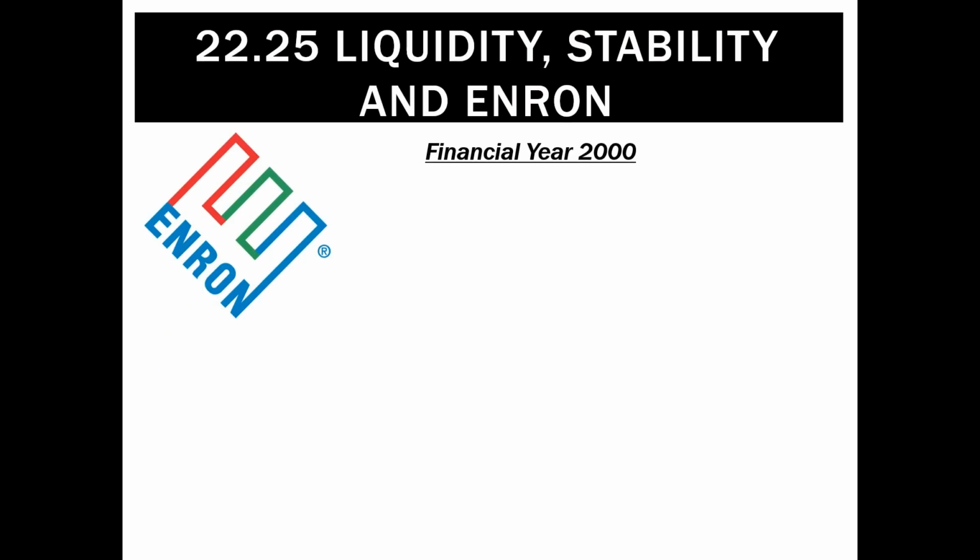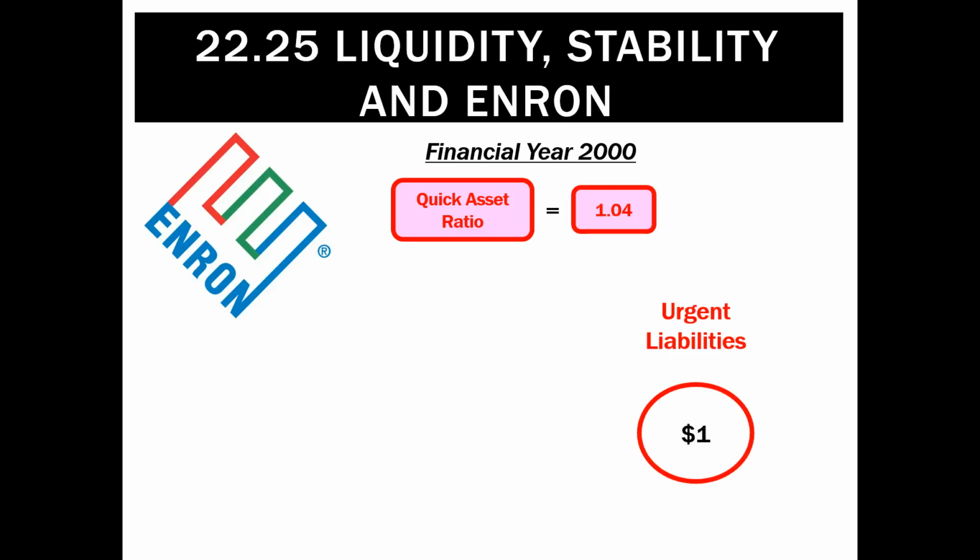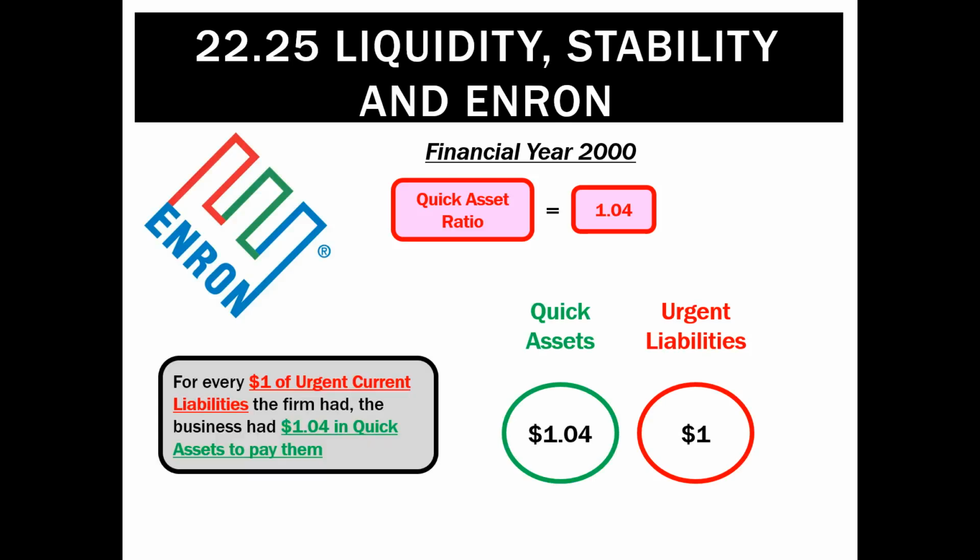What about the quick asset ratio, which takes out stock and prepaid expenses and says how can we pay our current liabilities now based on our quick assets? Well, it was 1.04. So for every dollar of urgent liabilities, there was only $1.04 in quick assets to fund them, which is again cutting it even finer in terms of being able to pay our bills as they fall due.